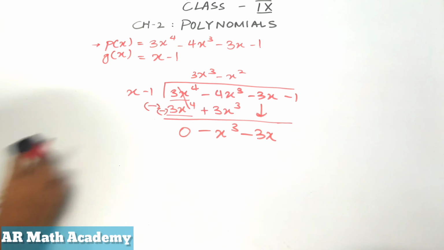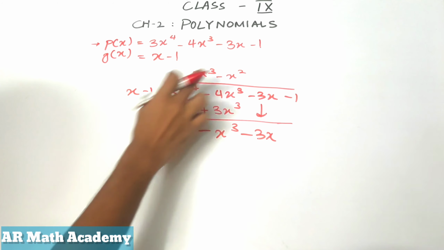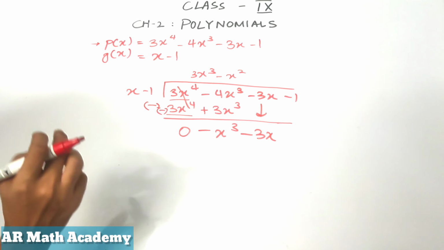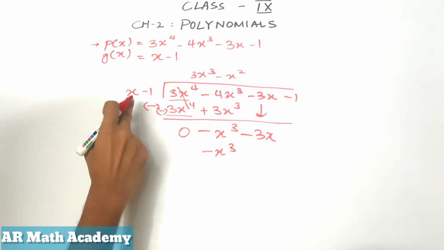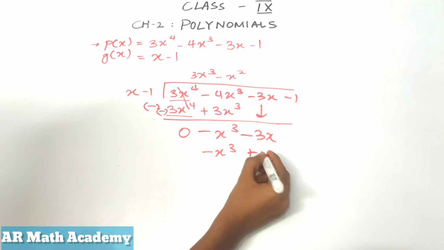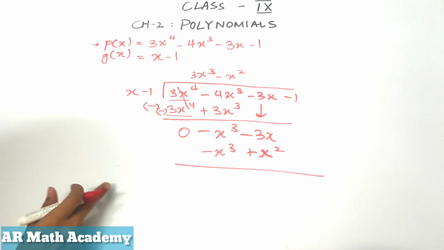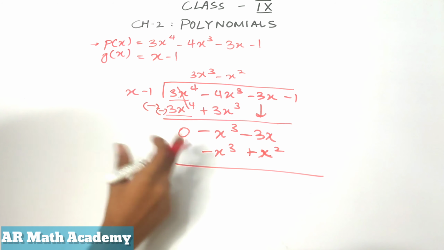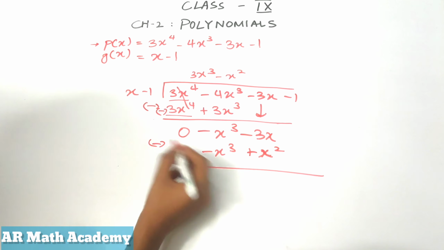Now I'll erase this. Now what you are going to do is simply multiply this x minus 1 with minus x square. So x times minus x square will give me minus x power 3. Minus 1 times minus x square will give me plus x square. Now as you can see, similarly you got a matching term over here and it will always get cancelled out in this step. So now what you are going to do is put a minus sign and flip the signs.